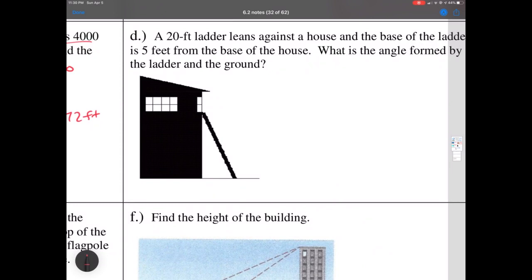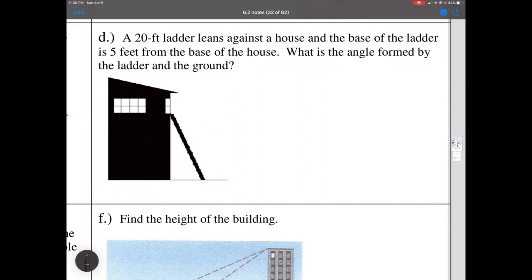Next problem: a 20-foot ladder leans against a house and the base of the ladder is 5 feet from the base of the house. What is the angle formed by the ladder and the ground? So this is the angle that we're looking for, because that's the angle formed by the ladder and the ground. The ladder is 20 feet and the base is 5 feet from the house.